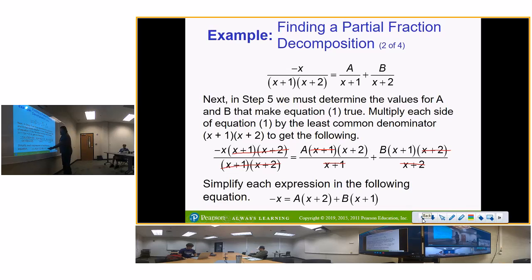Why? Because negative 1 will give you a 0 there, and negative 2 will give you a 0 there. And that's what you're doing with partial fractions. You're zeroing out one term so you can solve for the other.